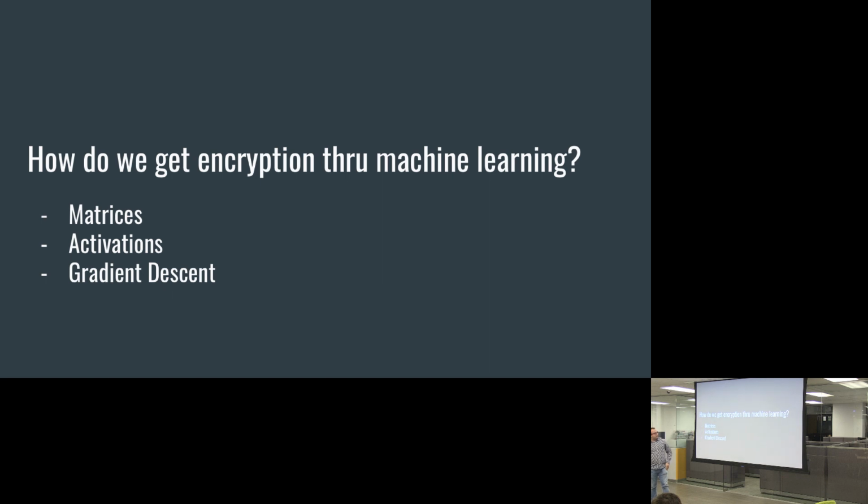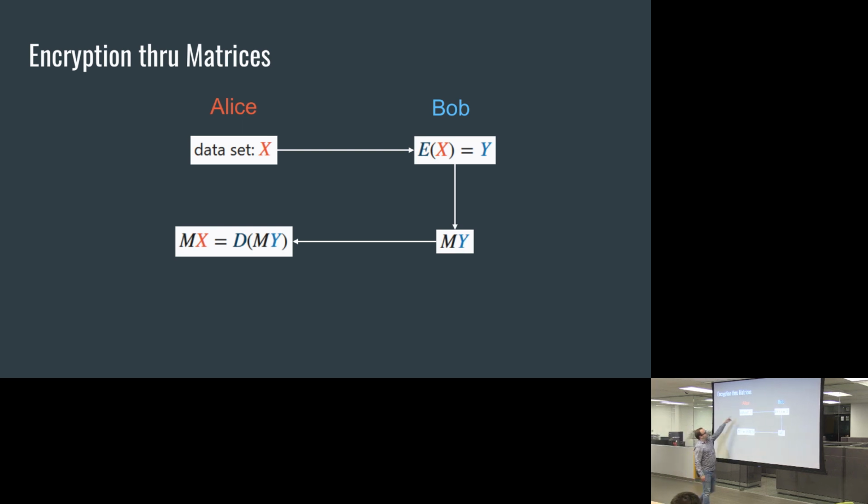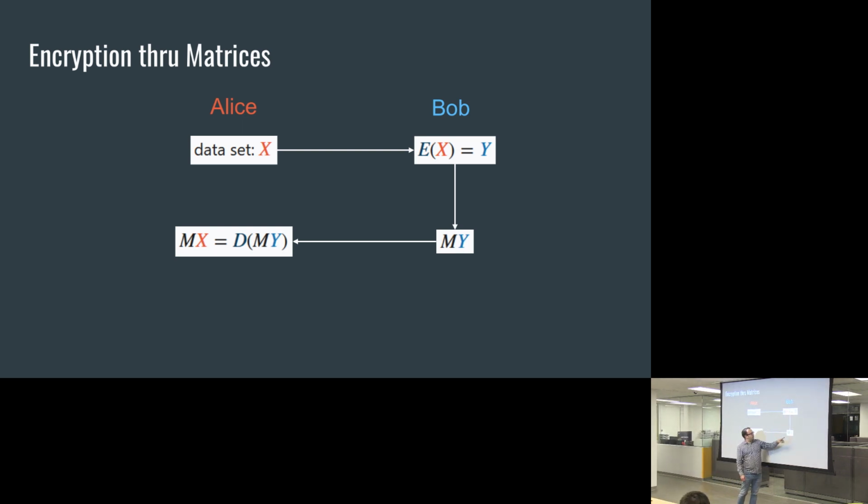So that's over polynomials, but what about machine learning? So for that, we need to show that we can do this over matrices, activations, and gradient descent. And then we can basically have machine learning with homomorphically encrypted data. So again, same paradigm. Alice has some data. She sends it over to Bob. Bob applies the matrix M, sends it back. Alice decrypts it and gets out the matrix applied to X.